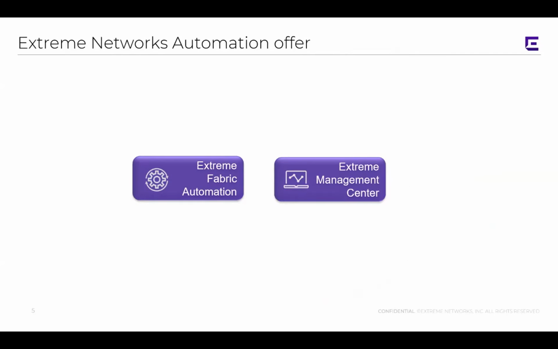So we do have two main managers in place. One is the left-hand side one, which is the Extreme Fabric Automation, designed for IP Fabric only, so for our SLX platform. So if you have a data center and you operate with SLX, this will be your choice. If you have a VSP-based or Axos-based or other networks, you may go for the Extreme Management Center, also called XMC.